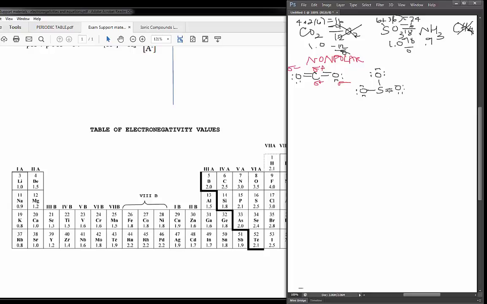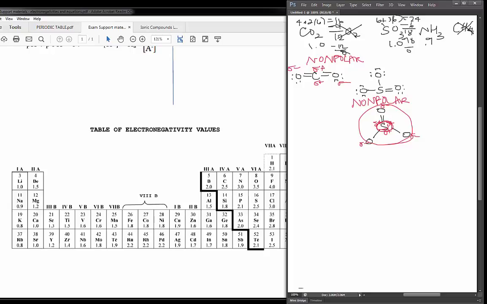And then for the VSEPR shape, I see I have 1, 2, 3 electron sets, so it's actually going to be trigonal planar, and I need to be able to draw that as a triangle in the plane. And I know that each bond is polar, so positive on each sulfur and negative on each oxygen for each of those bonds. And hopefully you'll see the outside atoms are negative, the inside is positive. So this is not a polar molecule because I don't have one side with a positive pole, one side with a negative pole.